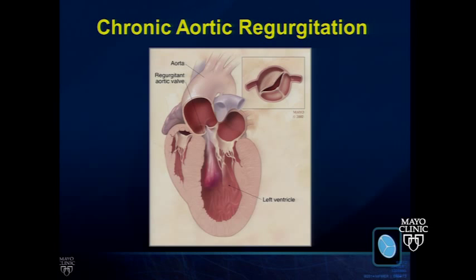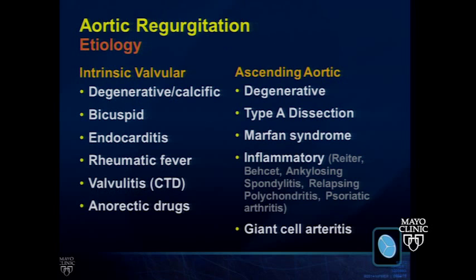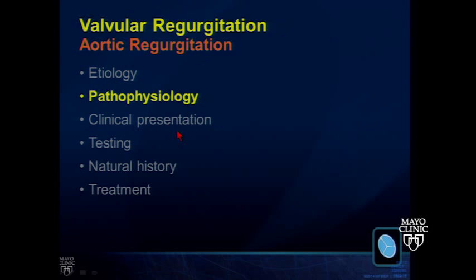Now next, let's turn to chronic aortic regurgitation. The etiology of chronic aortic regurgitation, again, can be either intrinsic valvular disease or problems with the aorta. Juan Bowen gave you a wonderful talk on problems with the aorta. Just remember, any of those aortic root problems can lead to aortic regurgitation. And as far as intrinsic valvular, it's the same etiology as you have for aortic stenosis.